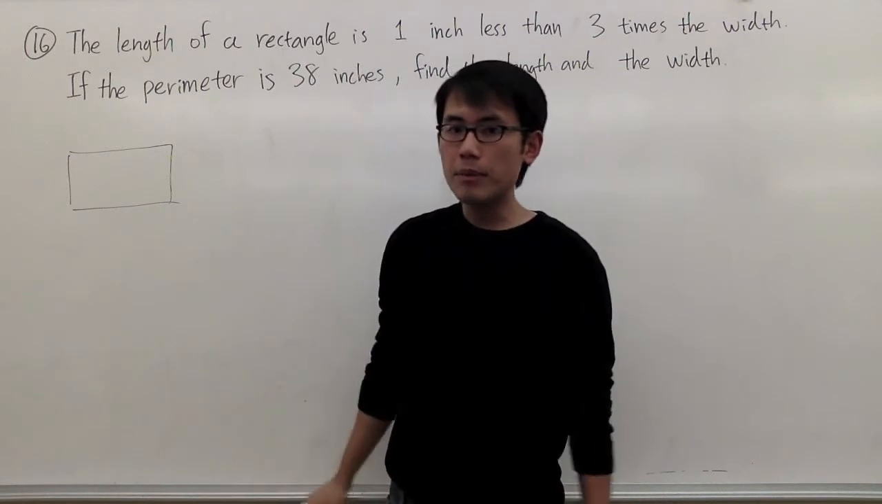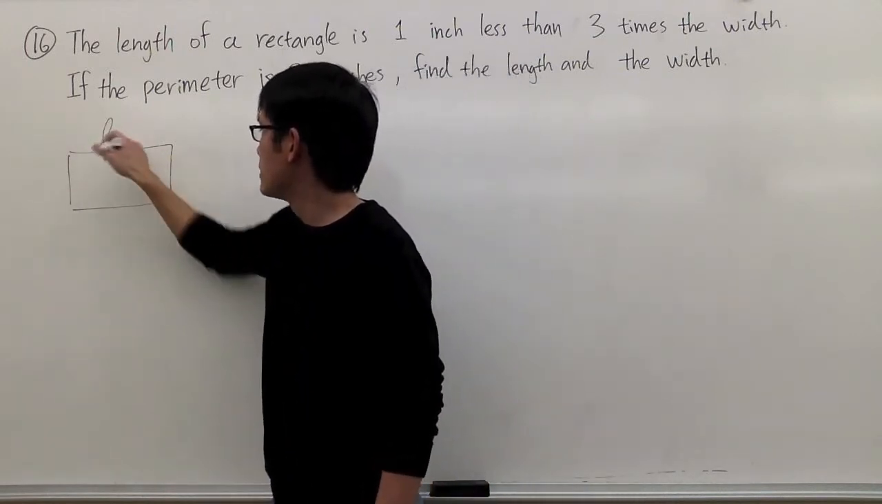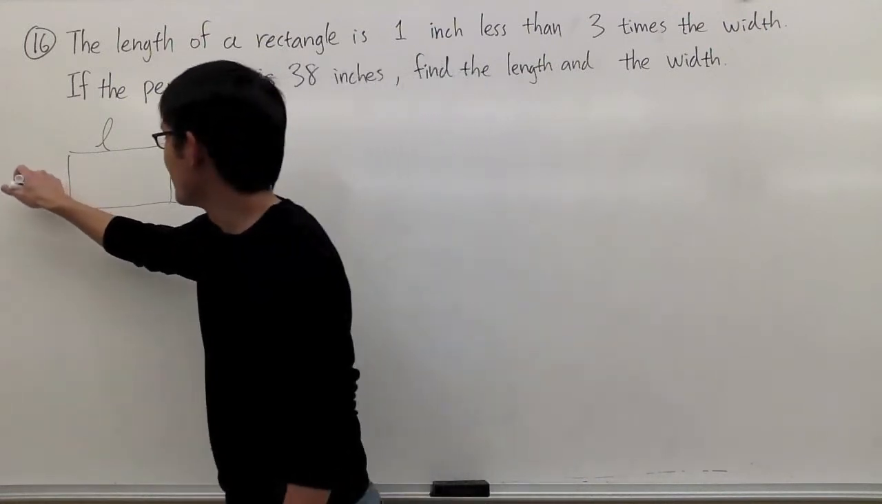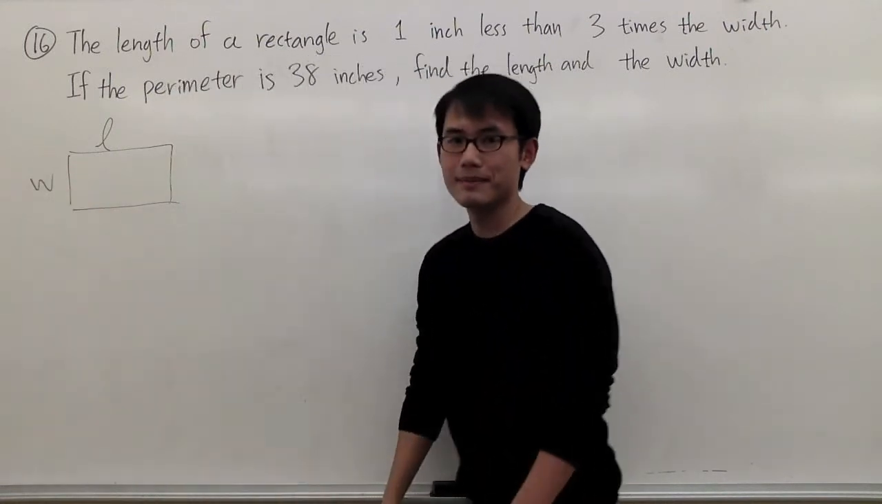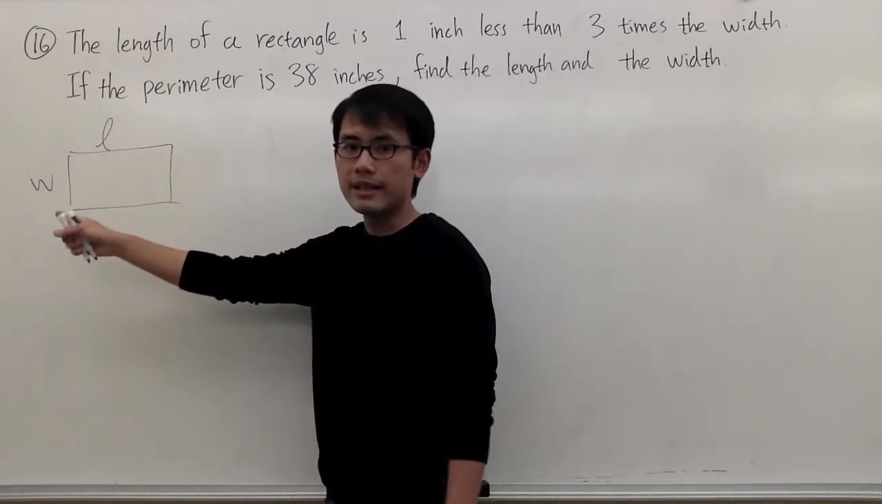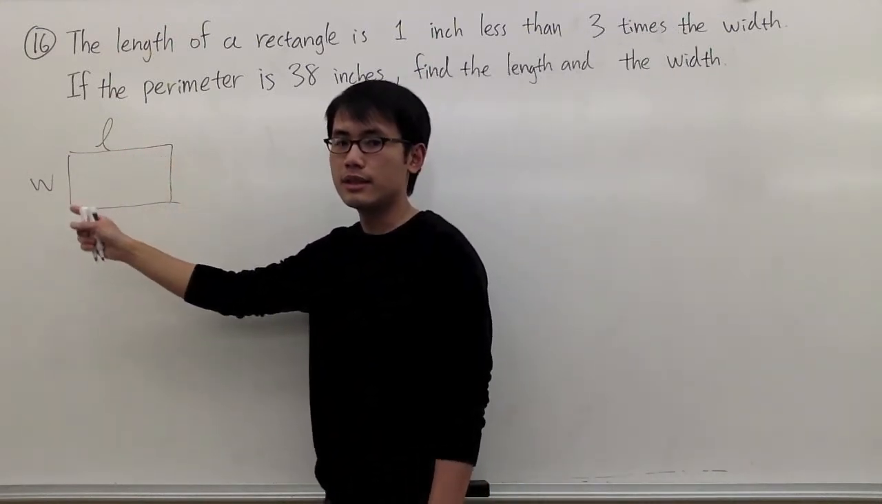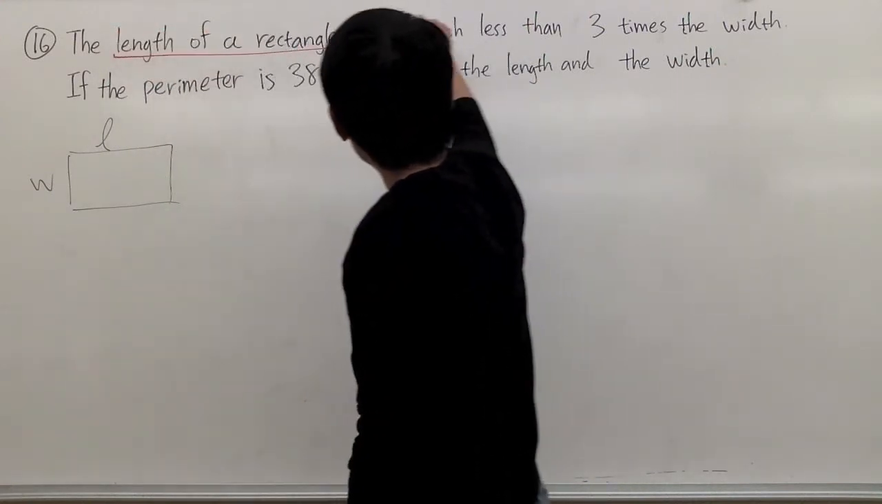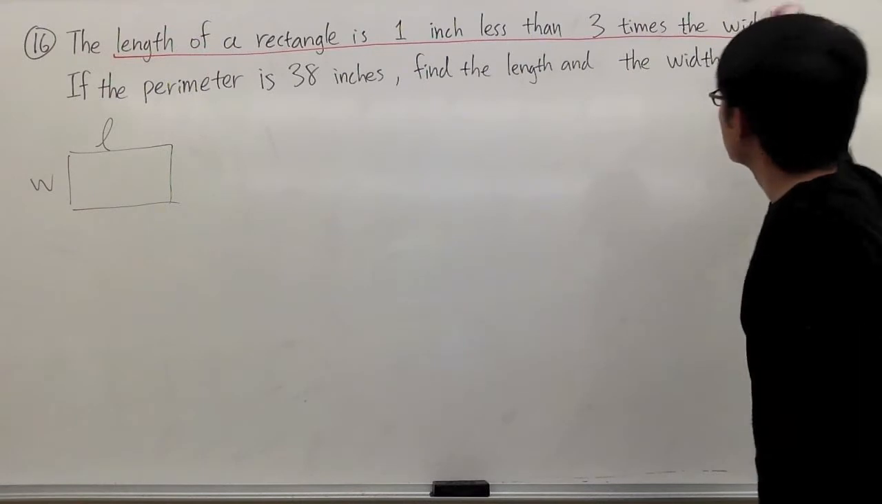And the way that we're going to label the picture is that I'll label this as my length, and that's how we write L in math. And I'll label this as the width. Okay. And let's make some connections between the length and the width. It says the length of a rectangle is 1 inch less than 3 times the width.